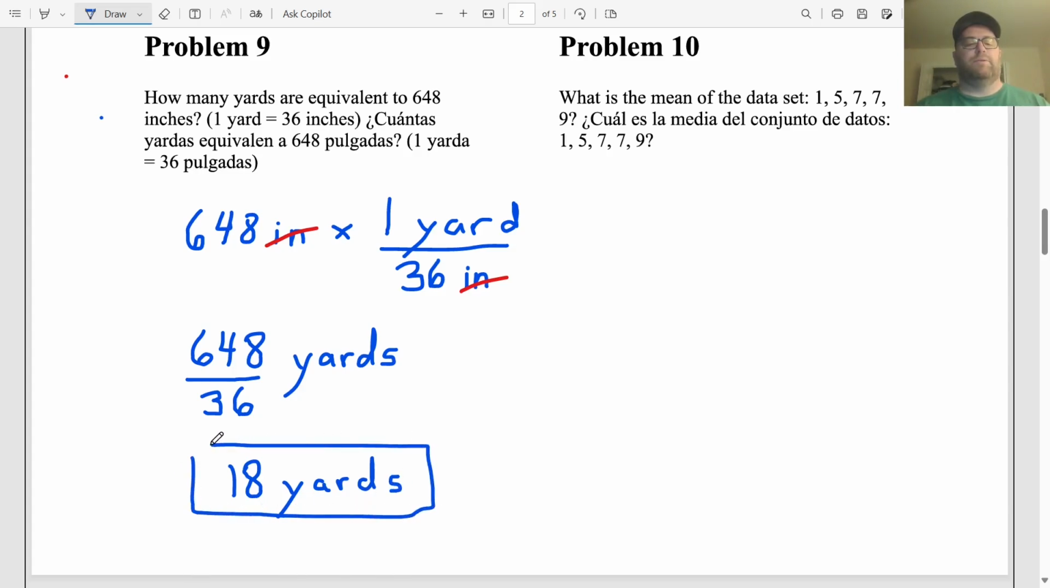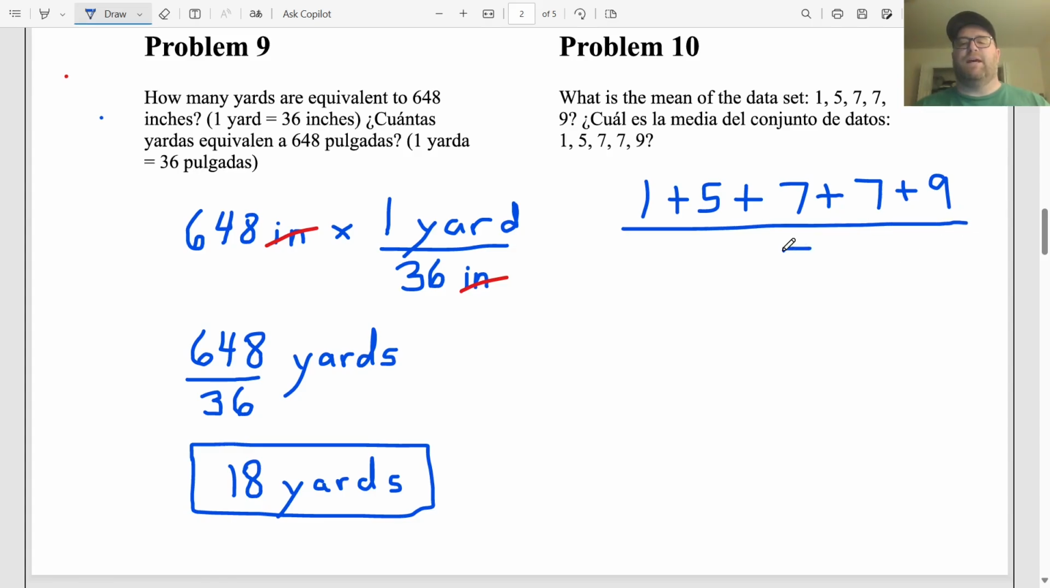All right, sweet. Okay, next one. What is the mean of the data set? 1, 5, 7, 7, and 9. Okay, so we're going to add up all these values and then divide by the number of values. There are 5 values in this data set. So let's add them up first. So we have 1 plus 5 plus 7 plus 7 plus 9. And we're going to divide all of that by 5.